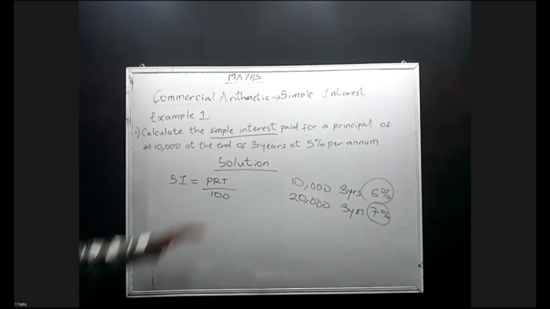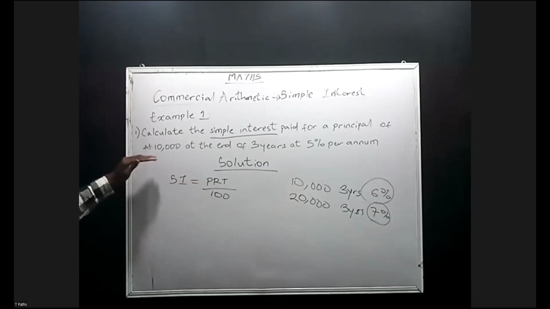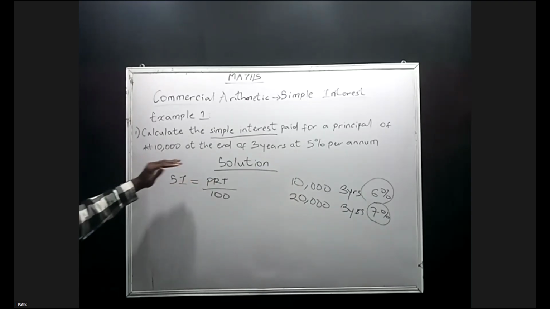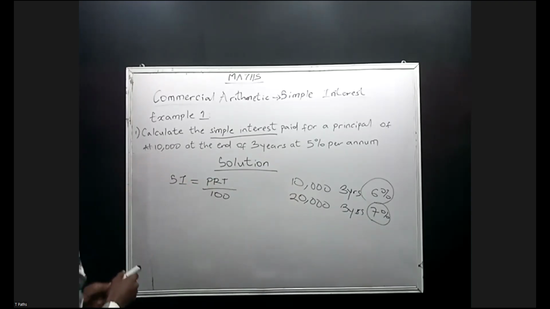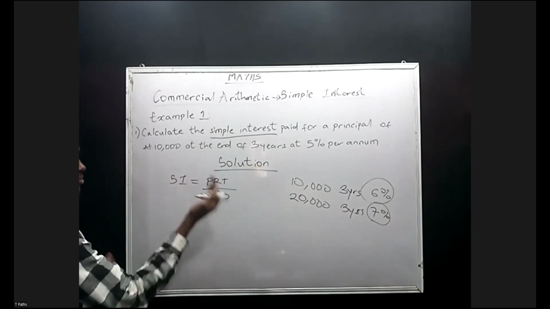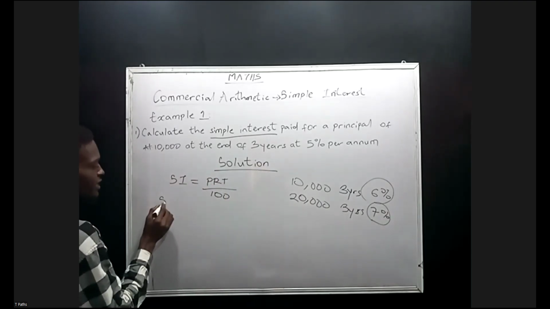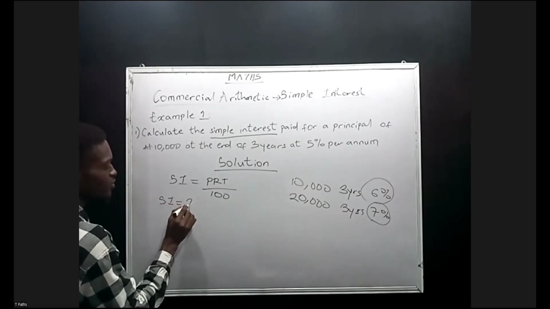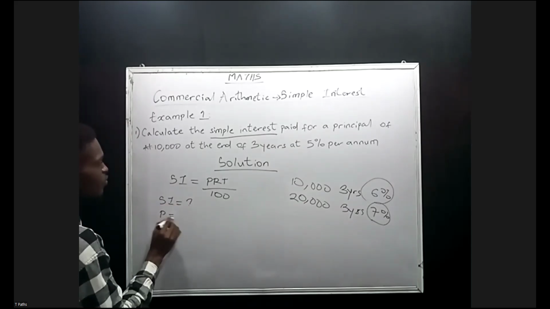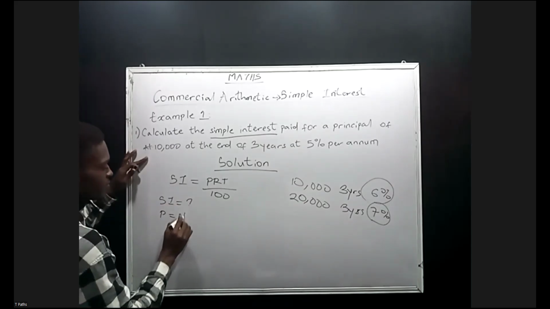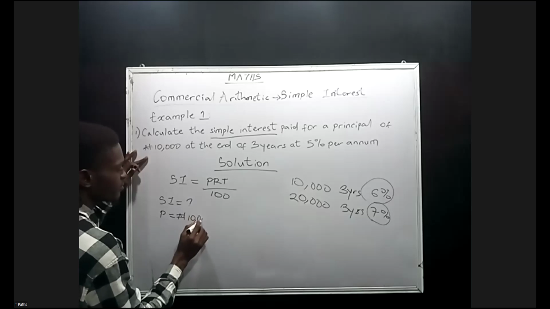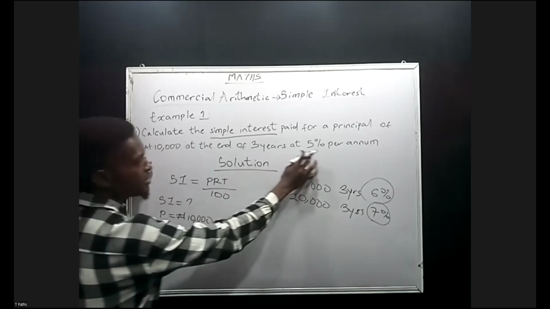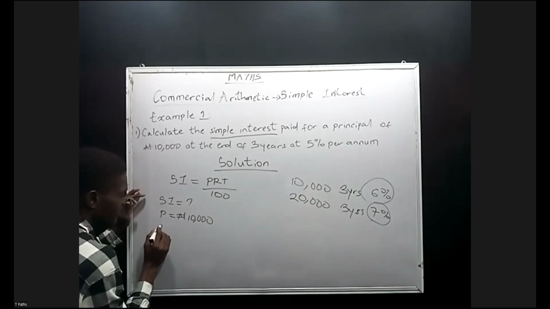Now, in this question, it says calculate the simple interest paid for a principal of 10,000. Now, you are the one paying, you are paying for a principal of 10,000. I said principal is the amount you borrow. You just have to define the question. Here, we are looking for the SI. The SI is unknown. I will say the principal in the question is equal to 10,000. You say the rate. The rate is given at 5%.